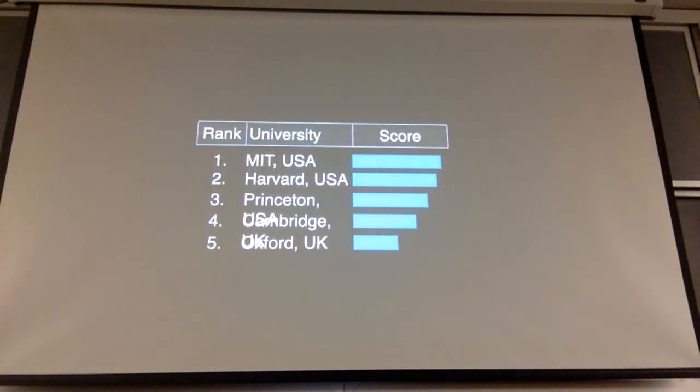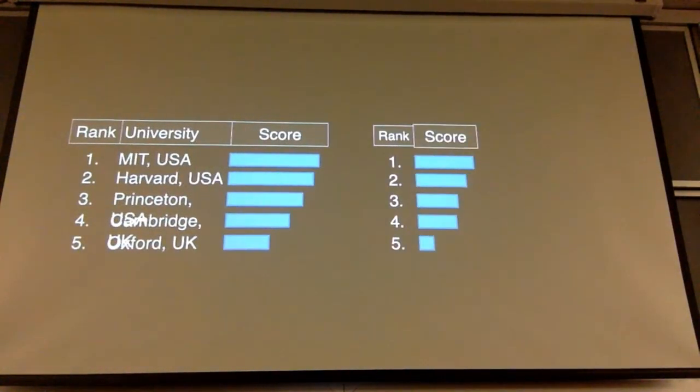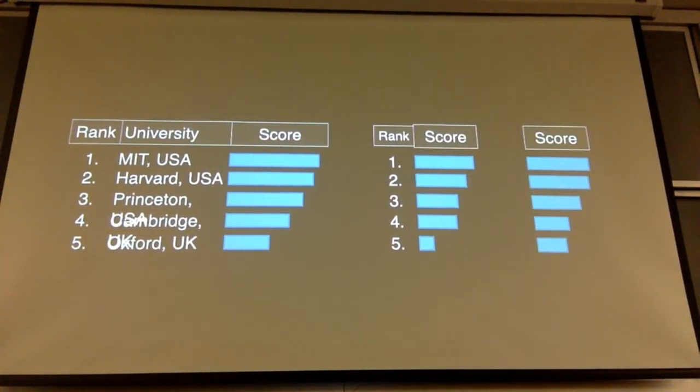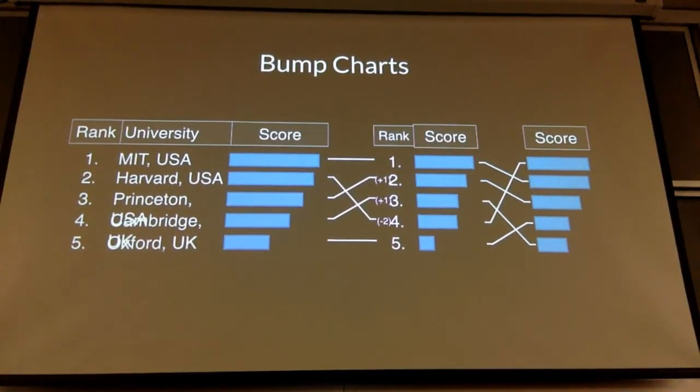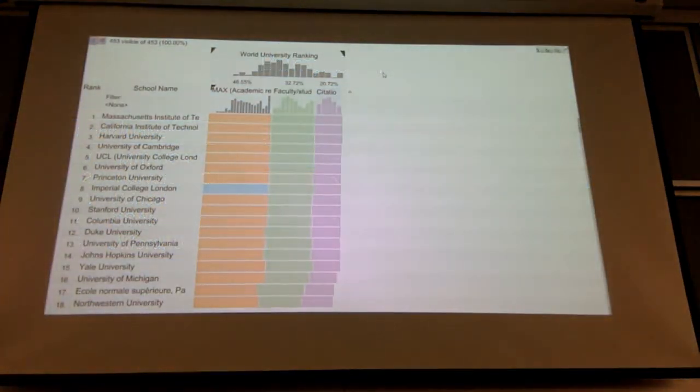What we do here is simply place a couple of those side by side and then connect them with bump charts. In this first ranking, for example, Harvard would be at place 2, at place 4 in the second, and at place 1 in the third ranking. These bump charts guide you through these positions across these different representations.